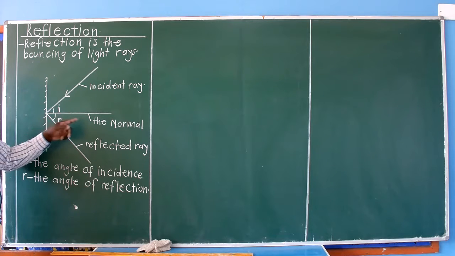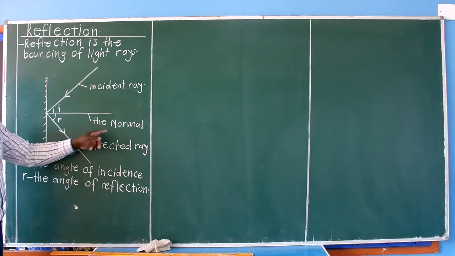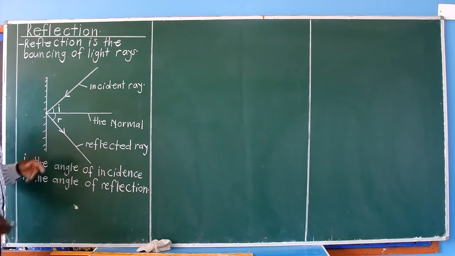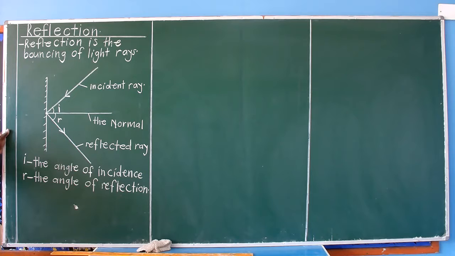This line which is perpendicular is known as the normal. This one is not a ray. It's just a line that divides the mirror at an angle of 90 degrees. So it's called the normal. The angle between the normal and the incident ray is called the angle of incidence. Then the angle between the normal and the reflected ray is called the angle of reflection.